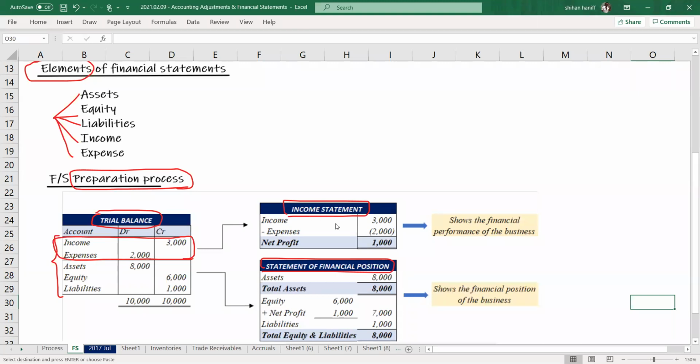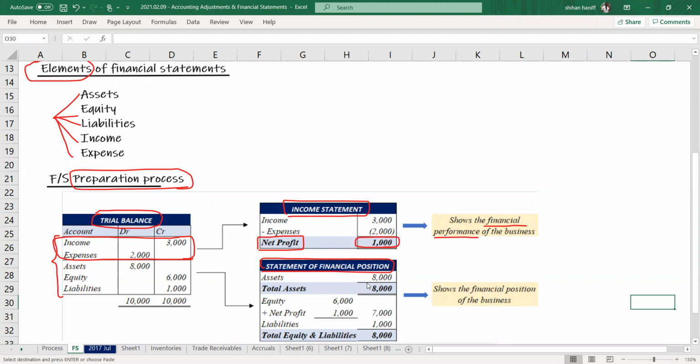The income statement shows the financial performance of the business. The performance of a business is measured using the net profit. How do you calculate the net profit? Net profit is equal to income minus expenses. In this example, income is 3,000 and expense is 2,000, so the net profit is 1,000.